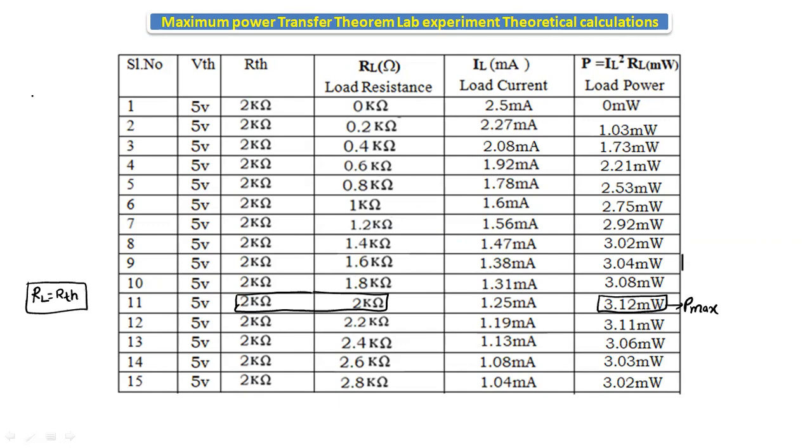If you observe the graph here, this is the load resistance RL and this is the power P. The power will increase up to a certain point, and after that it will decrease. At this value here we will get the maximum power, P max. At this point we have RL equal to RTH. What is the RL value? 2 kilo ohm. And the RTH value is also 2 kilo ohm. So when these both are equal, we will get the maximum power.